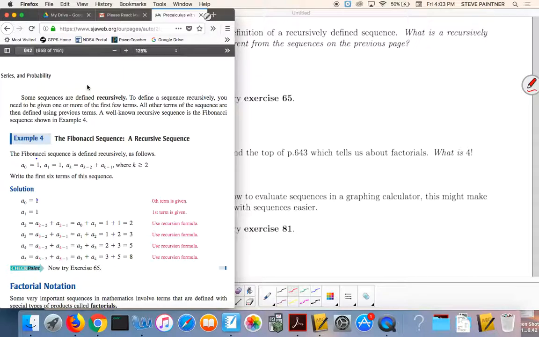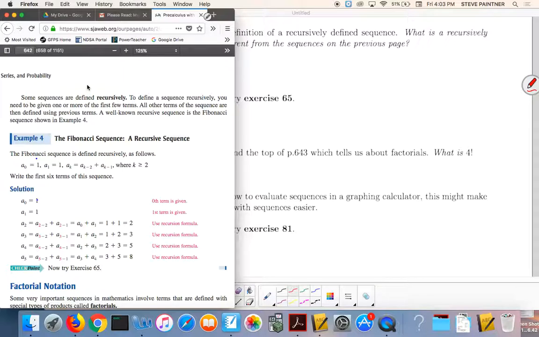So for example, if you look at example 4, it says the Fibonacci sequence is defined recursively as follows. A sub 0 is equal to 1, so the 0th term is 1. A sub 1 is equal to 1, so both the 0th term and the first term are equal to 1. And then A sub k is equal to A sub k minus 2 plus A sub k minus 1, where k is greater than or equal to 2.